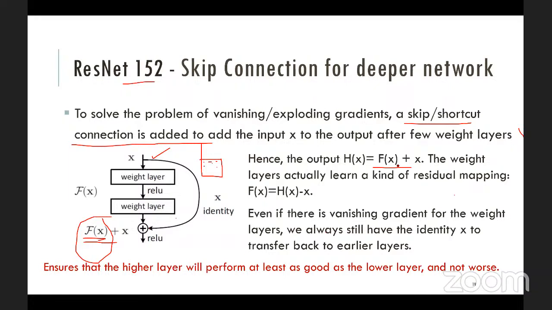So when we say that we are learning F(x), it is a kind of residual, because when you learn it, you then add x. So we are actually learning this residual. Even if there is a vanishing gradient for the weight layers, we will always have this x to transfer back to the earlier layers, so that the performance will not degrade. Let us say F(x) becomes 0, you still have this x there, so the performance is at least that.